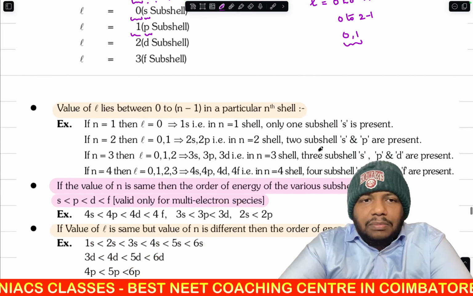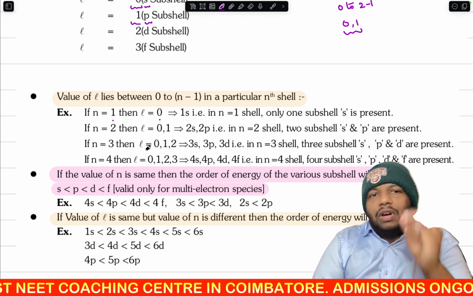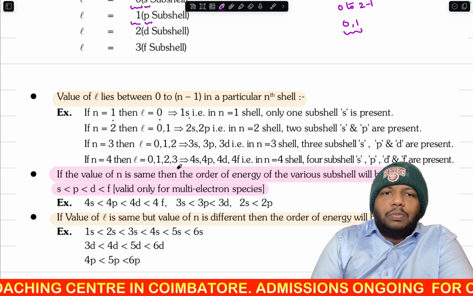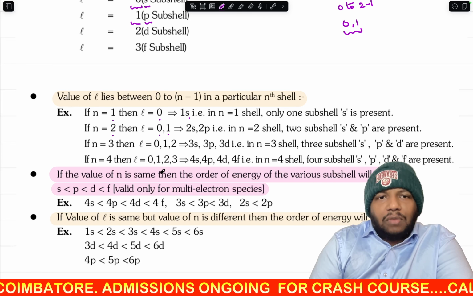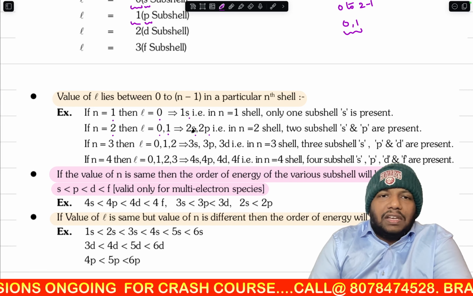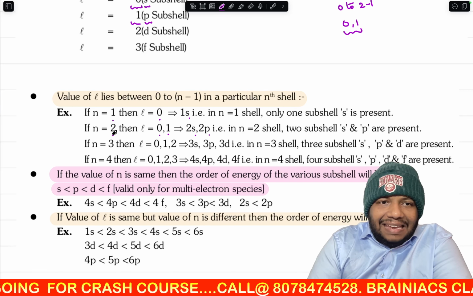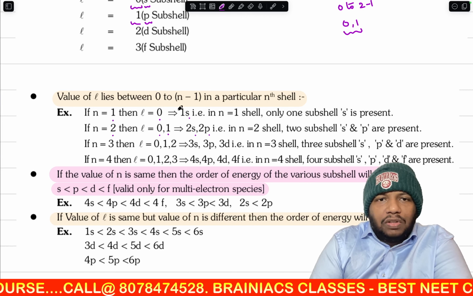Clear? So the same thing I am explaining here. If the N value is 1, you can see L can have only one value, that is 0. That means it should be an S orbital. If N value is 2, it can have two values, 0 and 1, and the subshells should be S and P. Correct? Why is it 2S and 2P? Because N is 2. That's why 2S and 2P. Here why is it 1S? Because N value is 1.